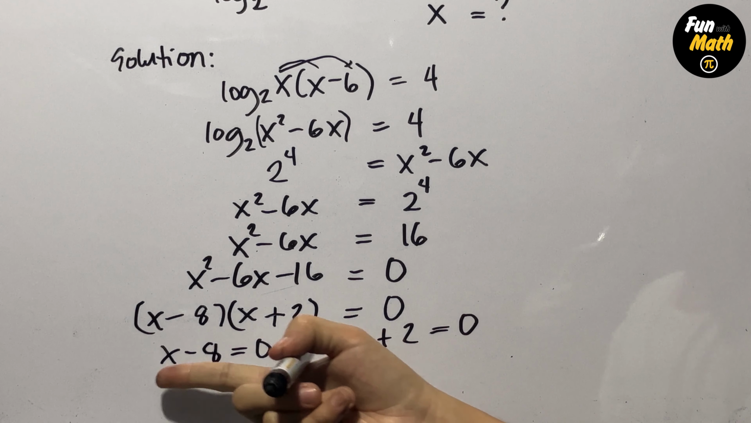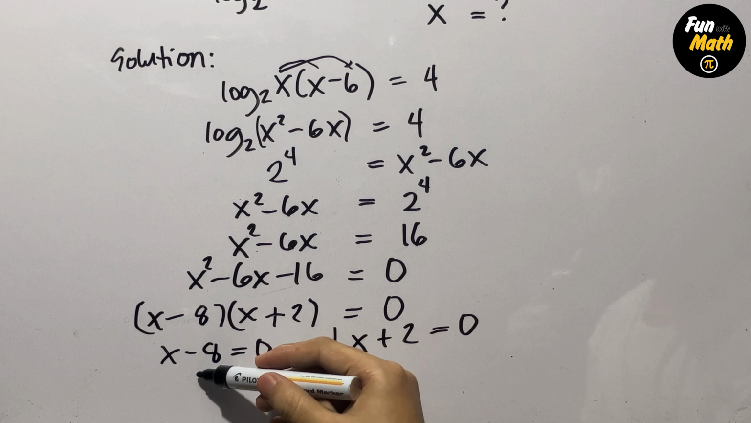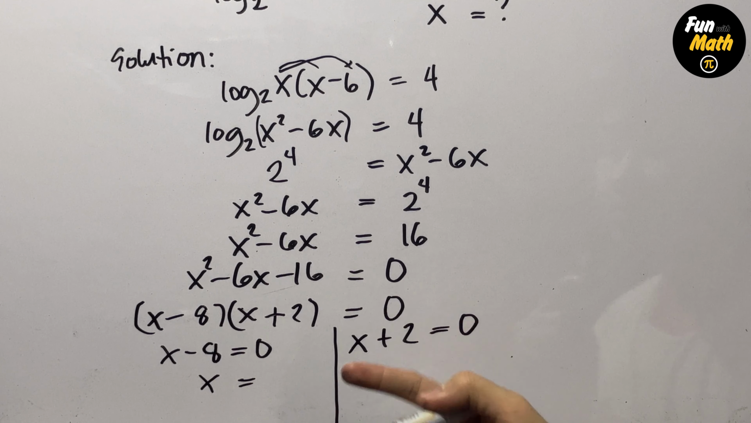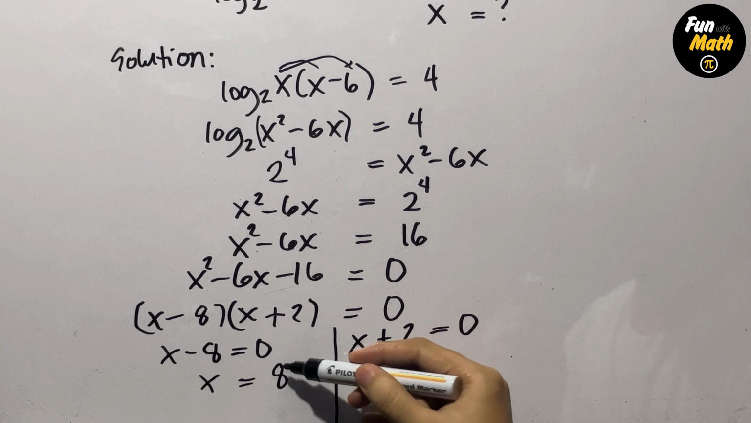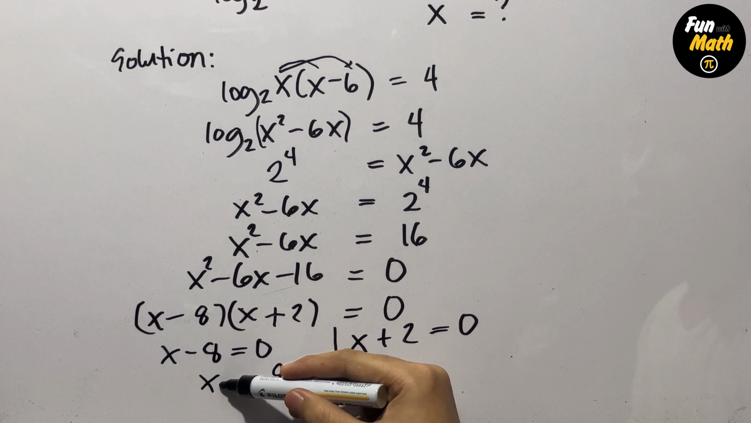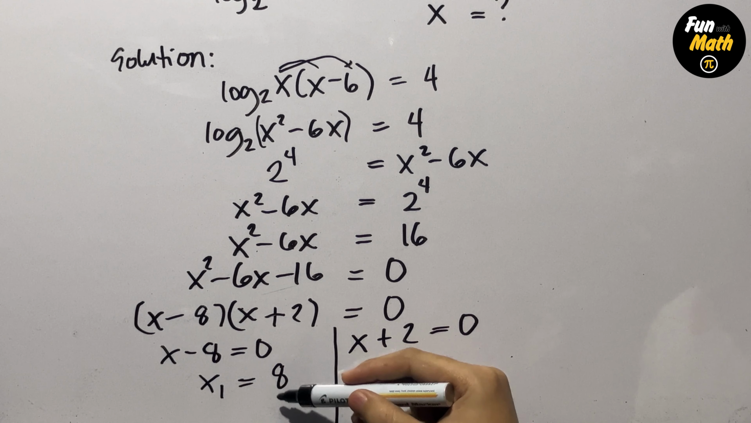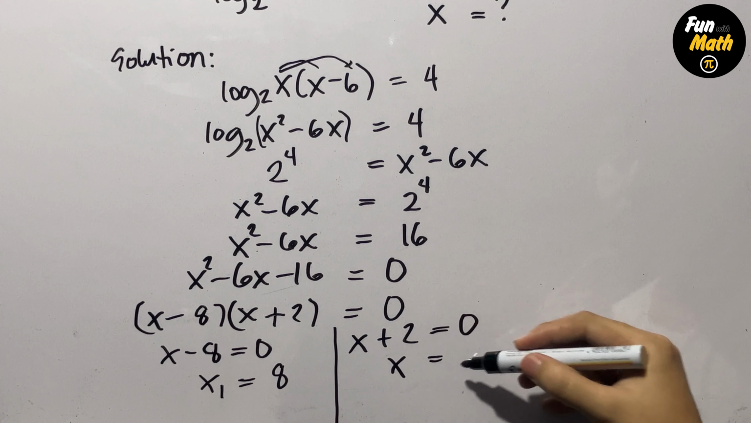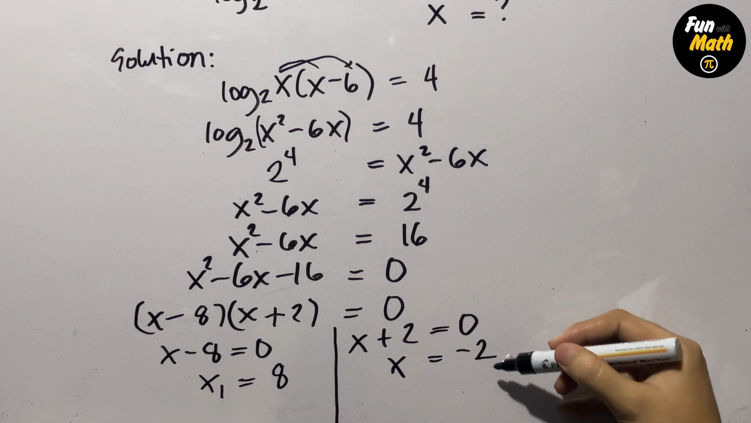Now let's solve for x. So here is x is equal to, let's take negative 8 to the other side. So this is positive 8. So x sub 1 is equal to 8. The other side is x is equal to negative 2.